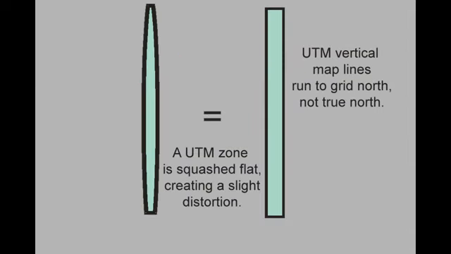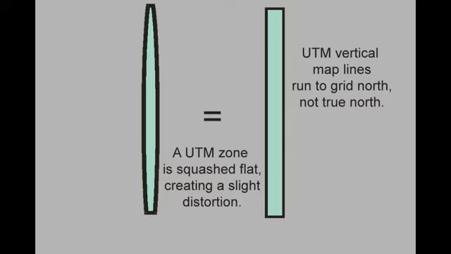Remember looking at how the section peeled from the round earth was squashed flat into a rectangle? Well, that squashing process distorts slightly each of these zones. This zone here, for instance, which actually follows converging longitude lines, as do all zones, becomes a rectangle with parallel sides.